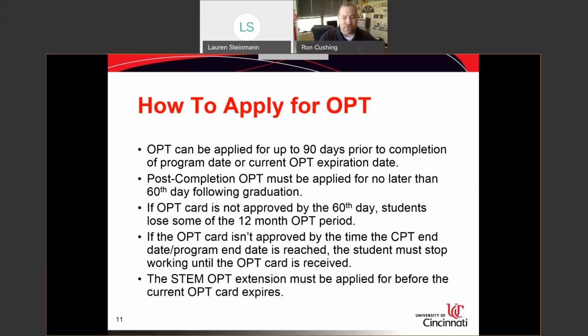So if, for example, you graduate this December 12th and you wait until January 1st to apply for your OPT, it will not be approved before your 60th day. And therefore, after that 60th day, any amount of time that that application remains pending is time you will lose when the final card is approved. It will be approved, but in no case will they grant OPT that goes beyond 14 months from the program completion date. So waiting can affect how much of your 12-month period you actually get.